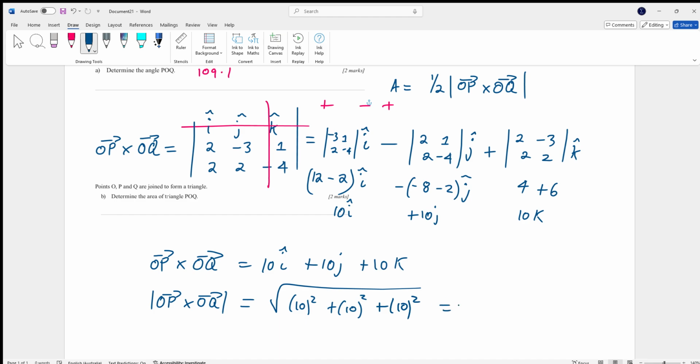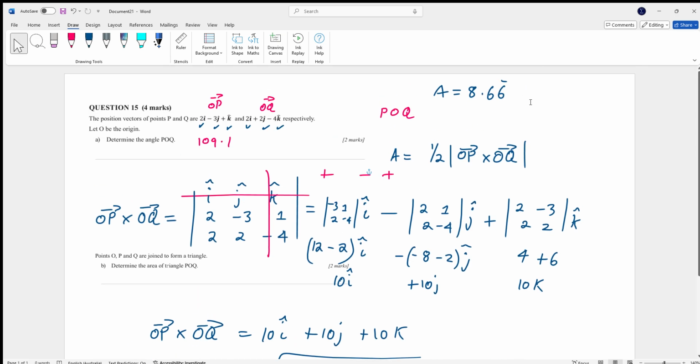Now, this will give us 10 root 3. Now, all we've got to do is divide it by 2 as well. So here, divide it by 2, because again, that's going to give you the area of the triangle. So times this by a half. So 10 root 3 over 2. And if you put that as a decimal, that's roughly 8.66 there. Roughly like that. Which actually matches the other one we had there as well.